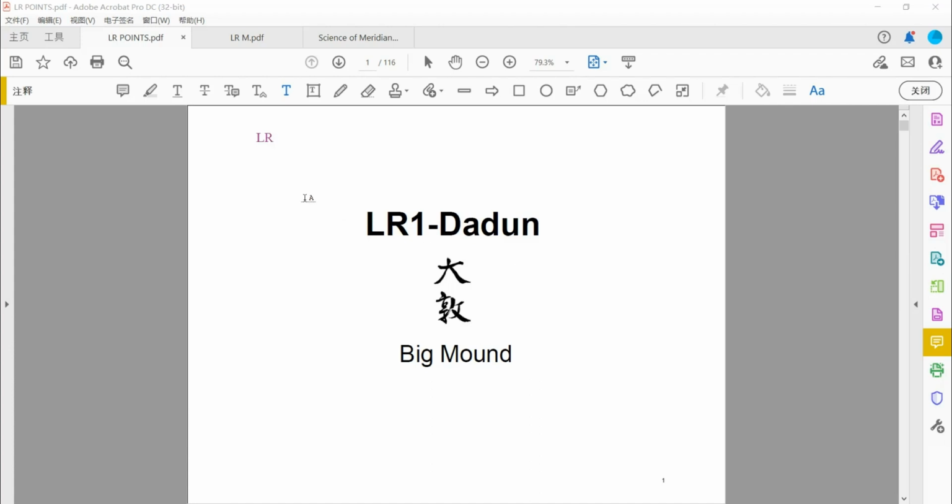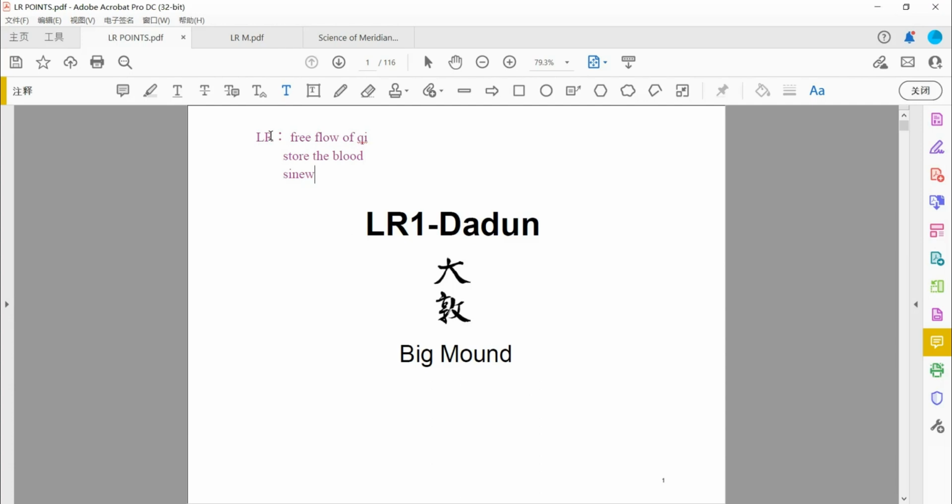Okay, liver 1. Liver function. There are two main liver functions. First one, the liver controls the free flow of qi. Another one will be storing blood. And it controls the sinews.